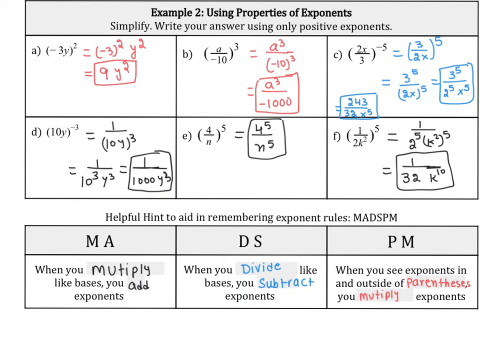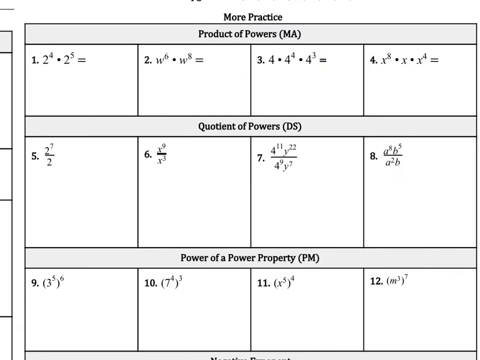Next is just an overview of what we call MADSPM. If you multiply exponents with like bases, then you add the exponents. When you divide like bases, you subtract the exponents. When you see exponents inside and outside of parentheses, you multiply exponents. We are going to do more practice on each of the categories.